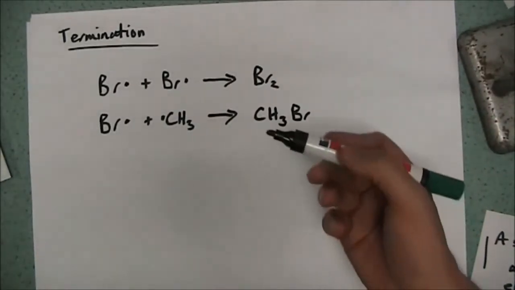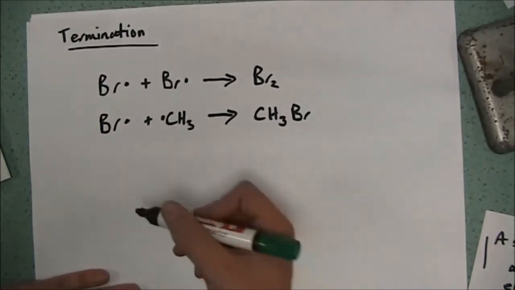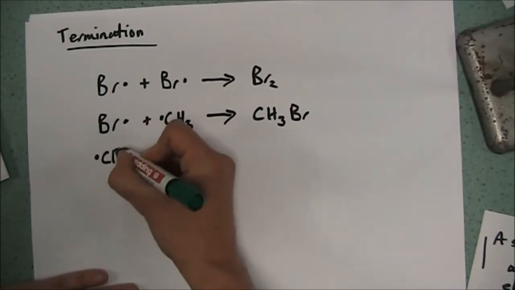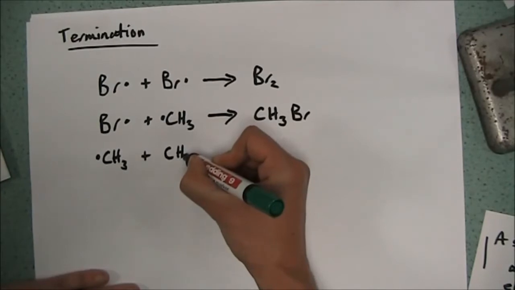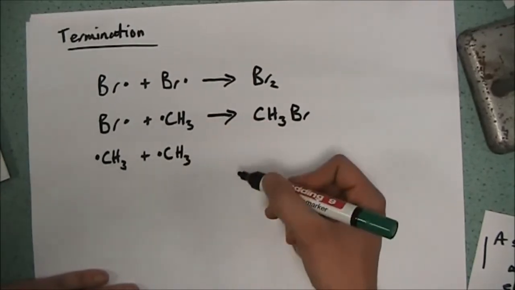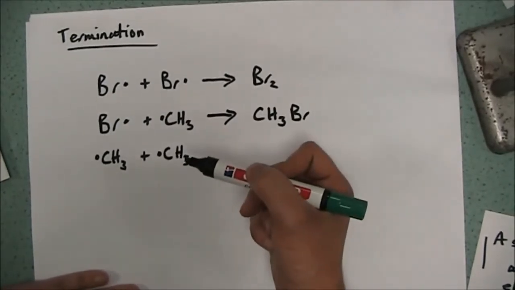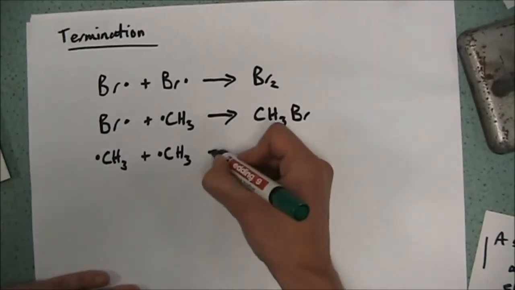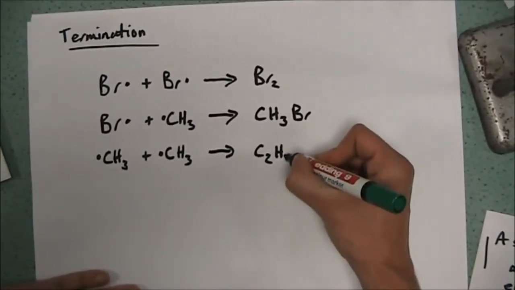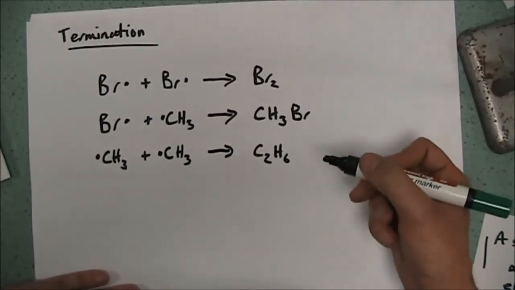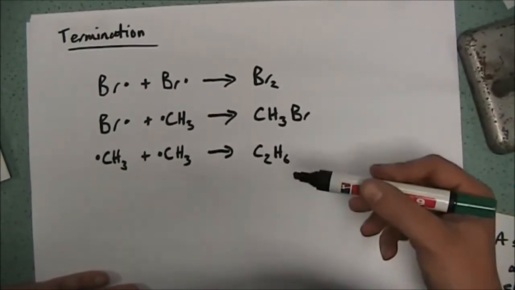Slightly less desirable than these two is the third option, which is that actually two CH3 radicals could come together. Now this is undesirable because what we want to make in this reaction, we're trying to substitute a bromine onto a methane molecule. What we don't want to happen really is two methyl radicals coming together, because in that case we would then make C2H6, which is ethane. Now that's going to be an impurity in our product, and so that's less desirable.